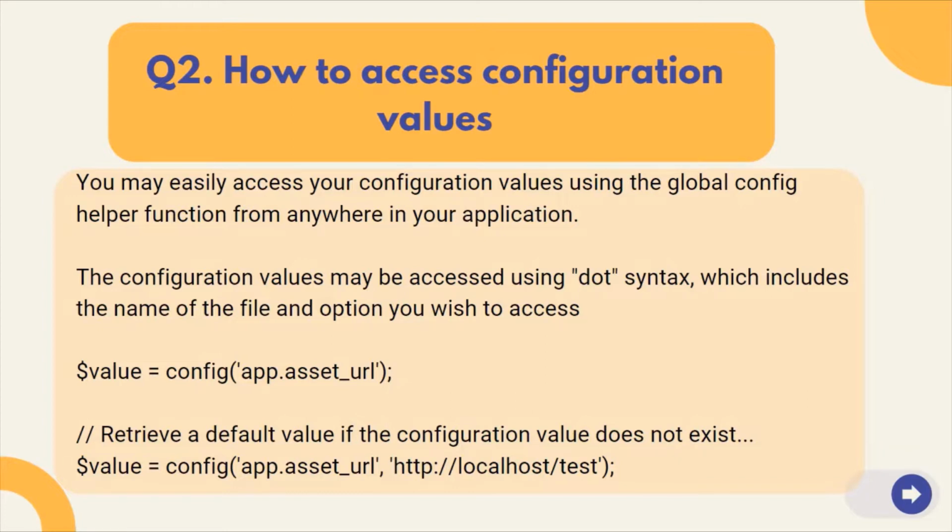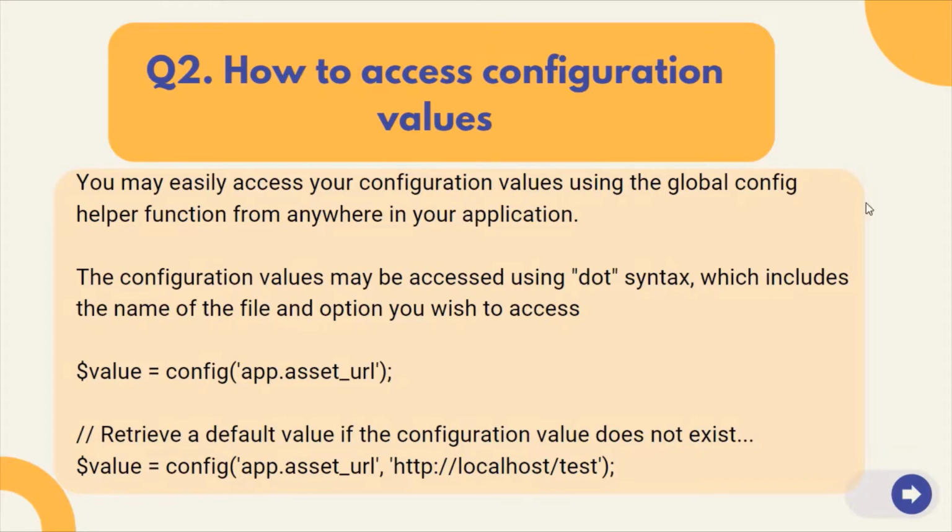Now the second question they might ask is, if the value doesn't exist, what default value can you get? So with the second option, if the value is not set for asset_url, then the default value will come for you.